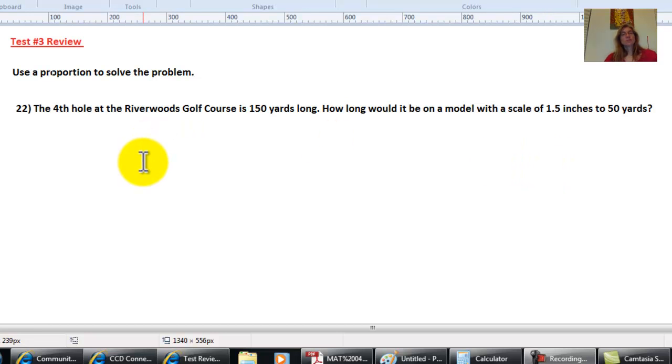Alright, this is question number 22 for test 3 review. Use a proportion to solve the problem. So in this problem is a proportion somewhere. The fourth hole at the Riverwoods golf course is 150 yards long. How long would it be on a model with a scale of 1.5 inches to 50 yards?